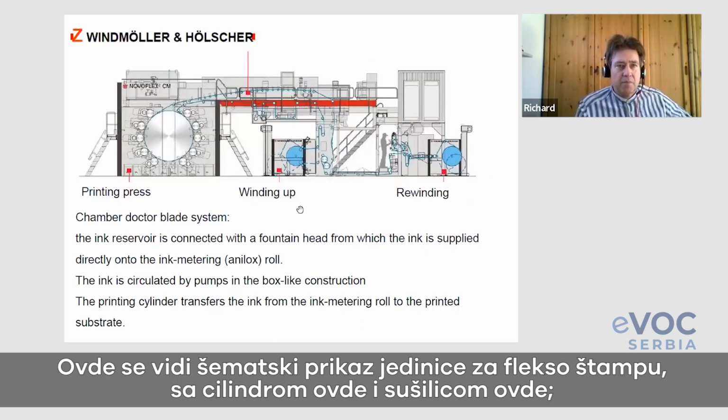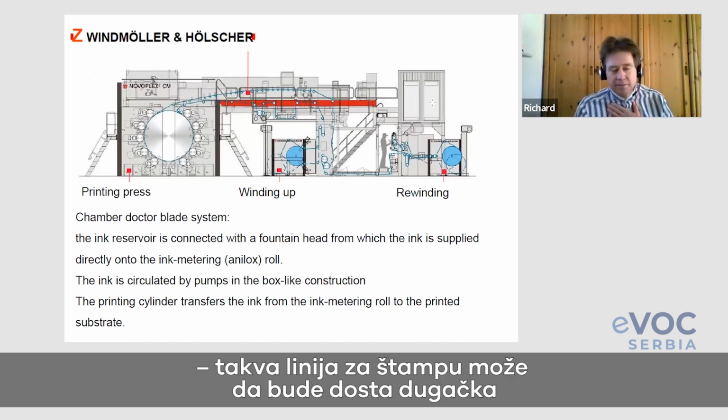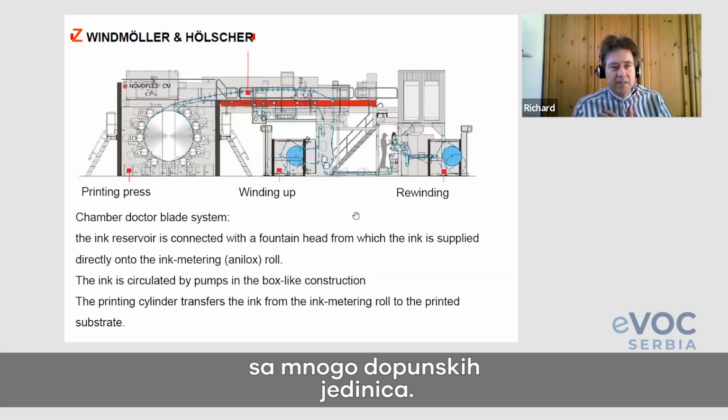Here a scheme again of such a flexoprint unit, a very large one. You see here the impression cylinder and the dryer here. And of course, you can have a lot of additional units like laminations, or such a printing line can be rather large with a lot of extra additional technical units.